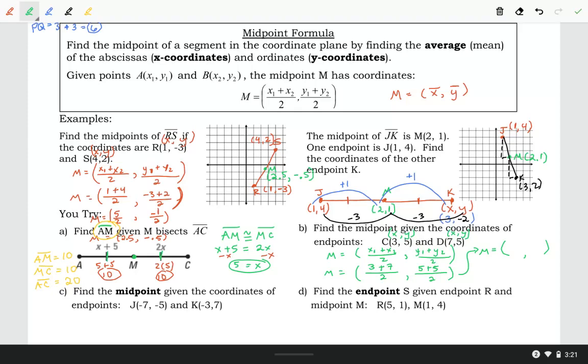Okay, so 3 plus 7 is 10. We still have that over 2. And then 5 plus 5 is also 10. That's still over 2. So 10 divided by 2 is 5, and 10 divided by 2 is 5. So our final answer is the point 5, 5.